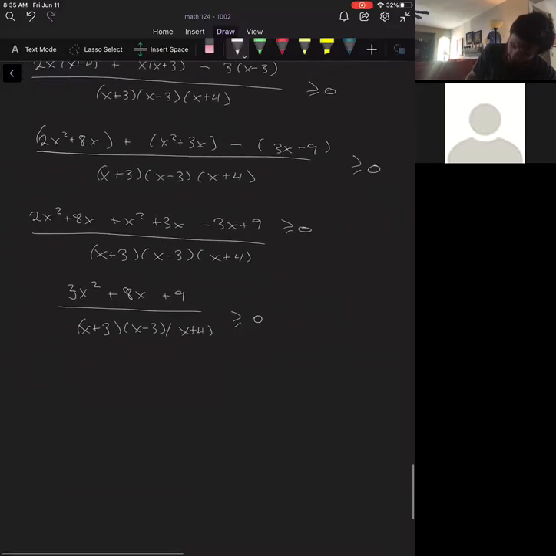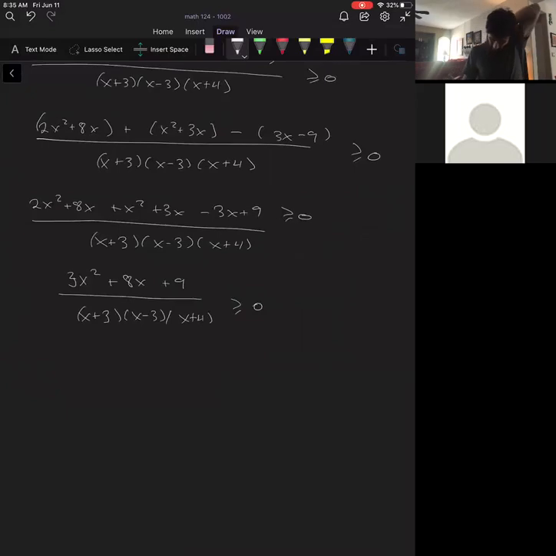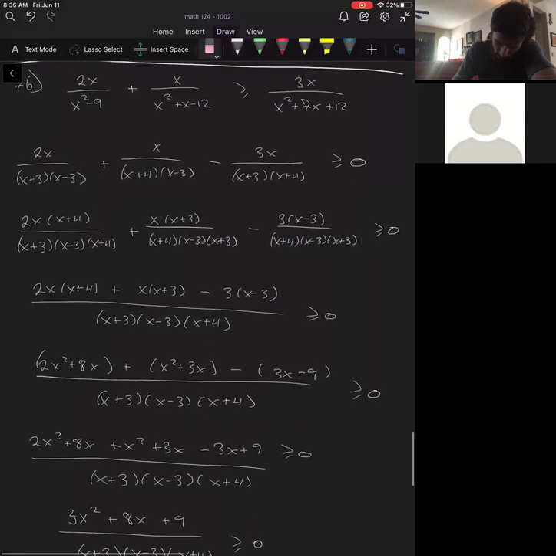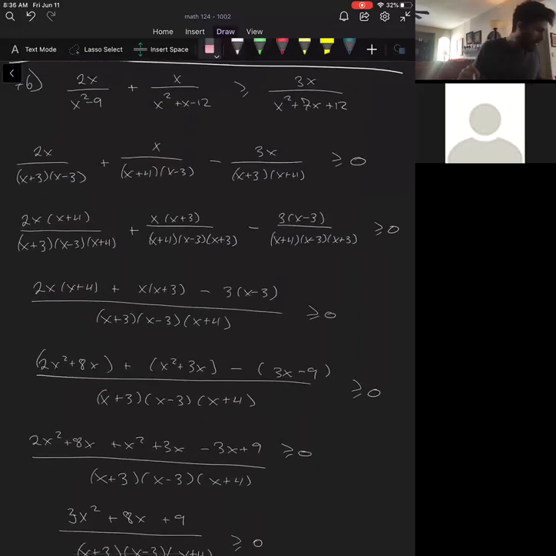Okay, so can we factor the top? Let's see. No, so that's not good. Did we make a mistake? That probably means we made a mistake, because I don't see why they would give us a problem where we couldn't factor the top. Let's go through the work and see if there's a little typo or something somewhere. So let's see, where's the problem?